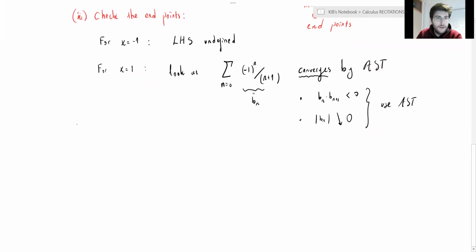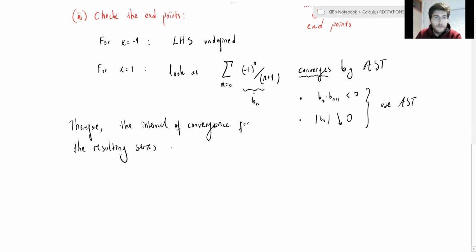Therefore, the interval of convergence for the resulting series will be: -1 is not included, but 1 is included. So we should be careful.